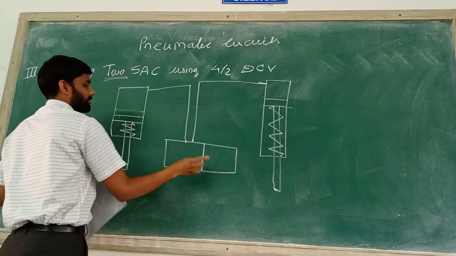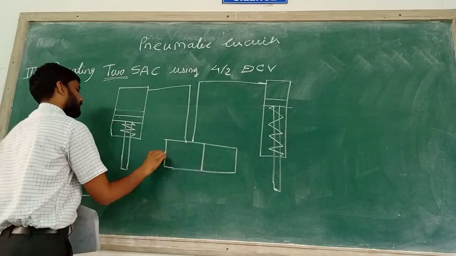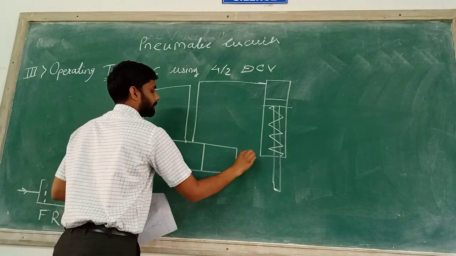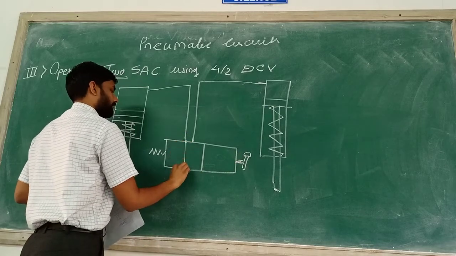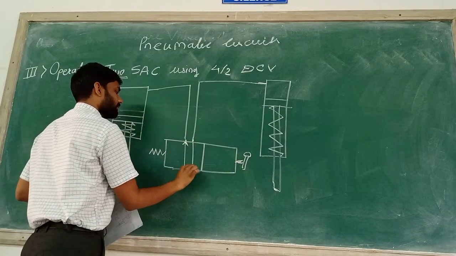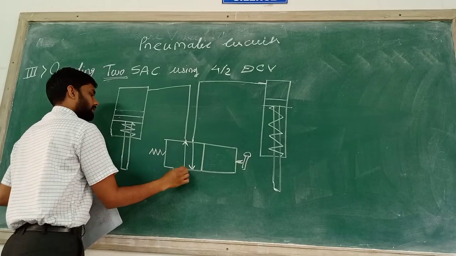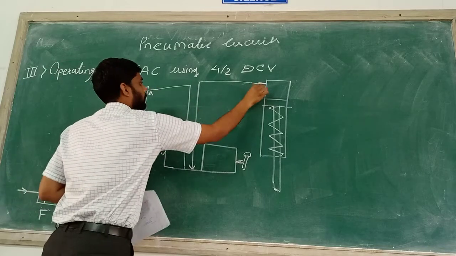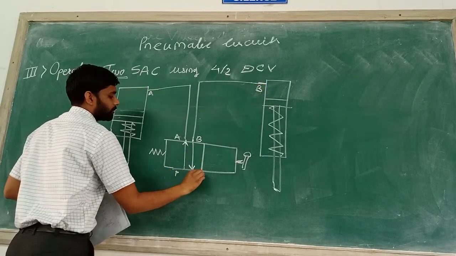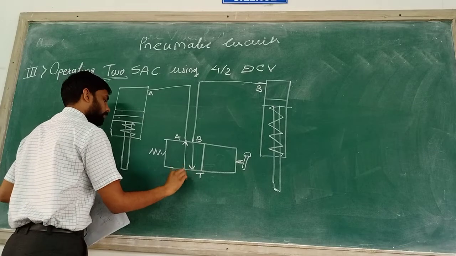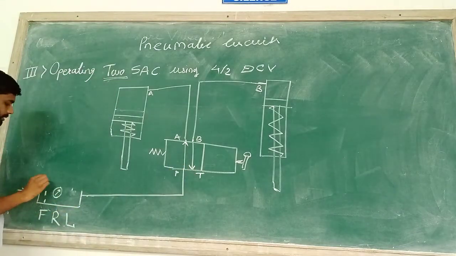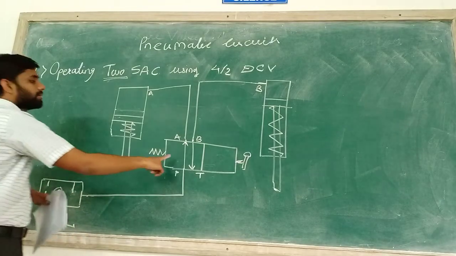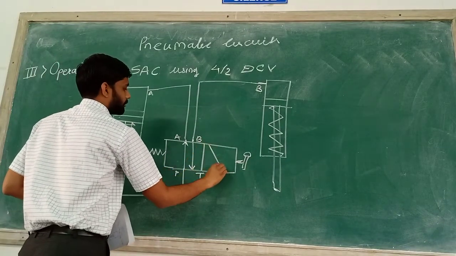So this is the direction control valve having two positions, operated by the lever here. This is the 1, 2 way, this is the 3, 4 way. This is the port A, port B. Okay, this is port P and this is port T. So this port P is connected to the FRL unit here. Okay, so what is happening in this? This is the second position.